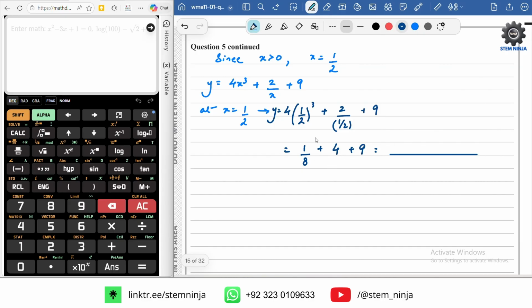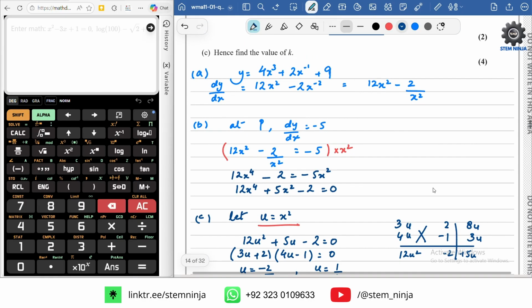So this becomes 1 over 8 plus 1 over 2. You can make them over 2 also. So this would be 1 plus 8 plus 18, so 18 plus 9, 27 over 2. Okay, so this is the y value.